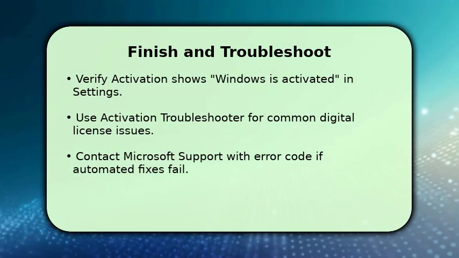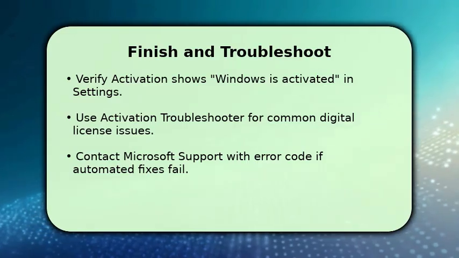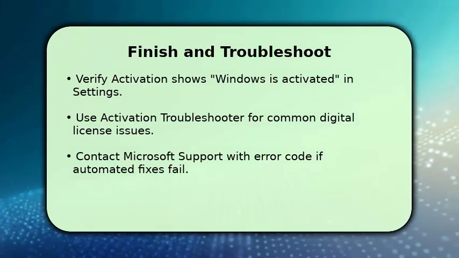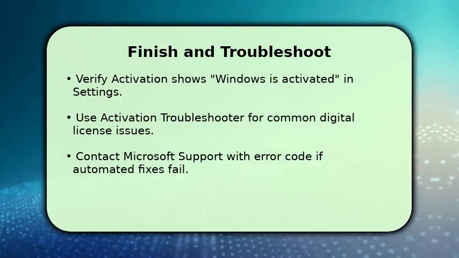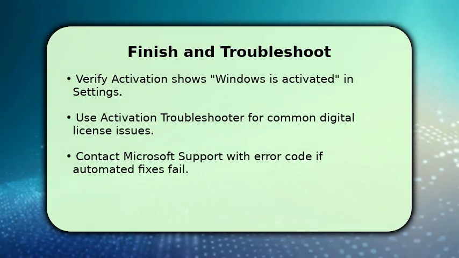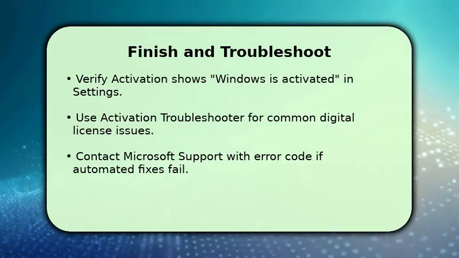You're at the final steps. Confirm activation status in Settings. It should read Windows is activated. If it doesn't, run the activation troubleshooter from the same page. It fixes many digital license mismatches.